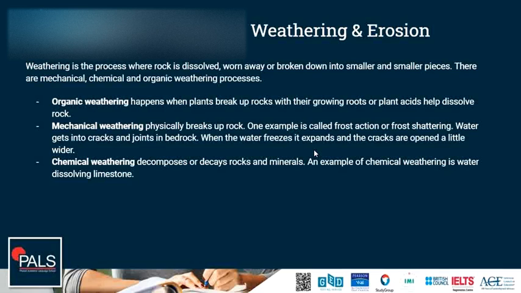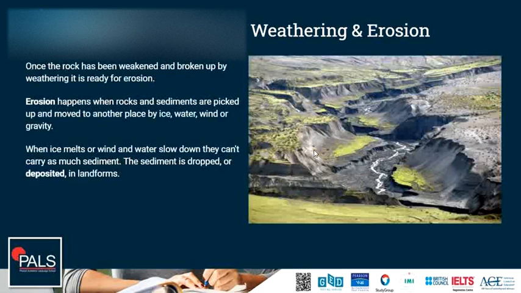Chemical weathering decomposes or decays rocks and minerals. An example of chemical weathering is water dissolving limestone. Erosion happens when rocks and sediments that were previously weathered are picked up and moved to another place by water, ice, wind, or gravity. When ice melts or wind and water slow down, they can't carry as much sediment, and the sediment is dropped or deposited in landforms.